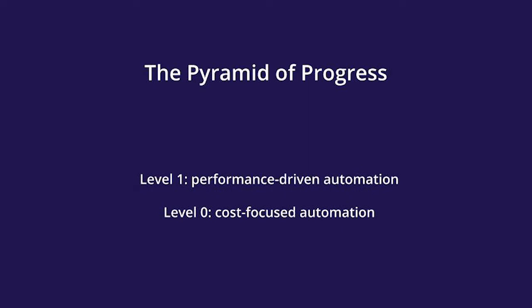In level 1, we have performance-driven automation, where processes and systems are re-engineered to take advantage of automation while still using human skills and abilities to fill technological shortfalls. So it's a combination of robots and humans working together.